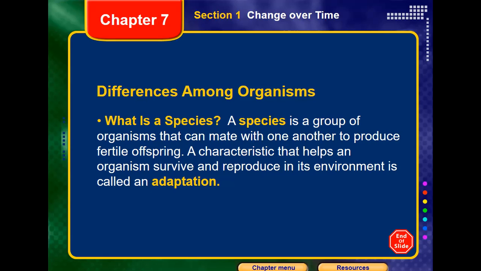Okay, so to be able to match with the environment, an organism must have certain characteristics or certain traits that enable it to match with this environment. So we call this adaptation. Again, we call this characteristic an adaptive trait, or sometimes we call it adaptation.